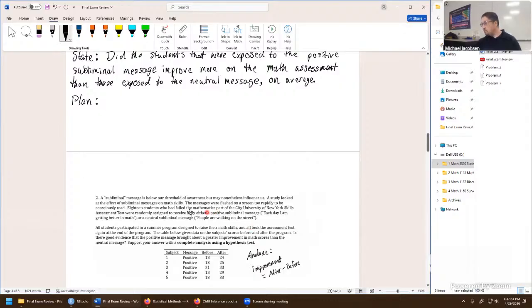Okay, so let me look at this context again. It said 18 students who failed the mathematics part of the City University of New York skills assessment were randomly assigned to receive either a positive message or a neutral message. When I read this problem, I thought these were children, but these look like university students, so they are probably all adults, unless some of them are early college students.